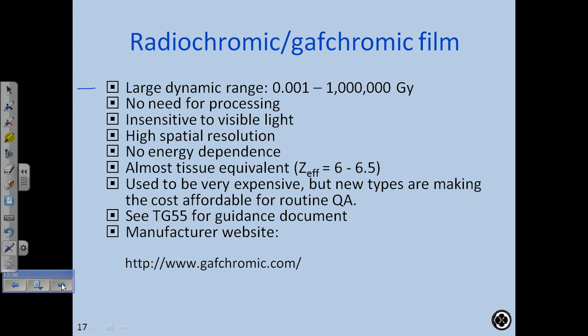Okay, so properties of radiochromic film. GAFchromic film: huge dynamic range. They can make these films respond in those ranges. Don't need to process it. Great, that's awesome. Okay, because our processors weren't being used anymore. Insensitive to visible light. Okay, so it's sort of insensitive. It's still not a good idea to leave them out, but it's insensitive to visible light for the most part. High spatial resolution. Again, very, very small pixels. There's no energy dependence. Almost tissue equivalent. So the effective Z is 6 to 6.5. Tissue is around 7.5. Used to be expensive, but they're getting a little cheaper because more and more people use them, and so the manufacturing process is better.